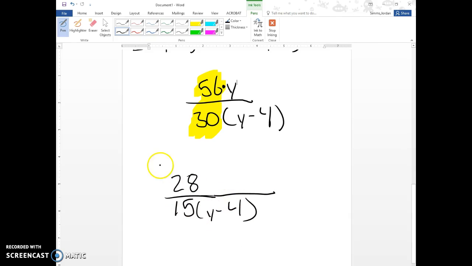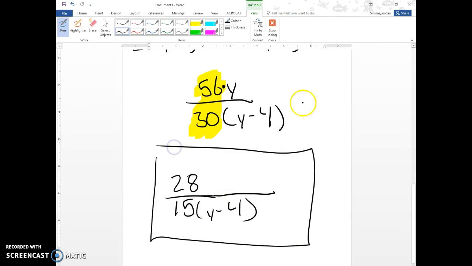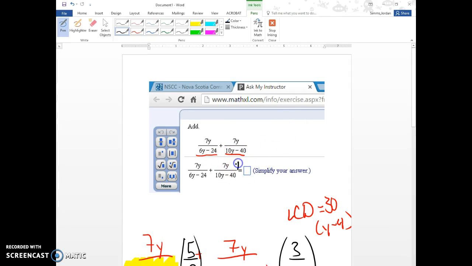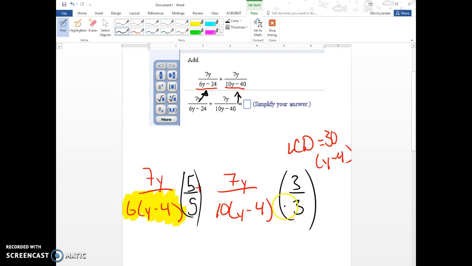Okay, so there it is now. Now it's in lowest terms, and that is our answer. So I hope that helps you. But when in doubt, factor it out. Factor it out. Factor those denominators. Come up with the LCD.